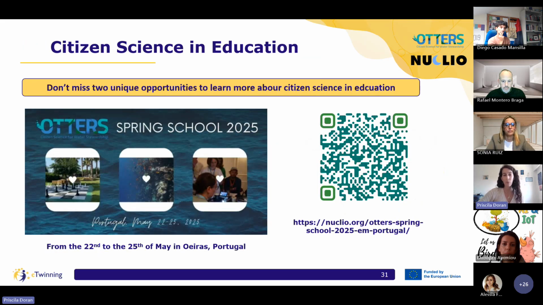And I will end my presentation just sharing 2 events that we are having now in May. The first one is the Spring School for Teachers. You can still register, even though it's happening next week. We are offering a fee waiver to all the teachers that ask us to have a fee waiver. It is about citizen science.